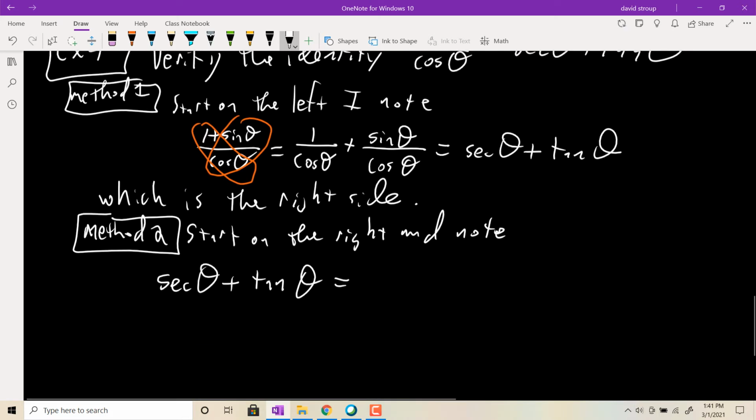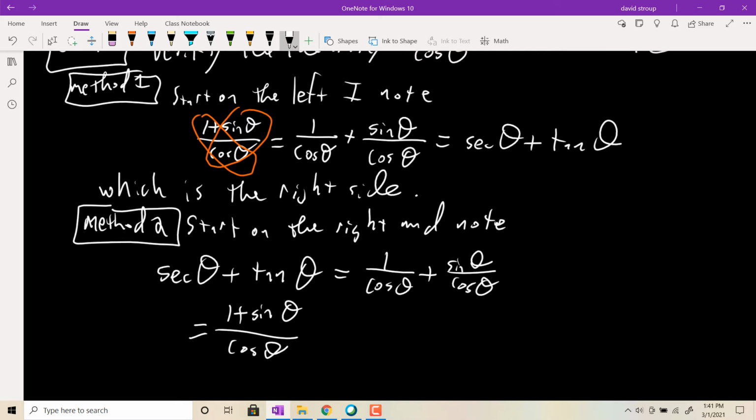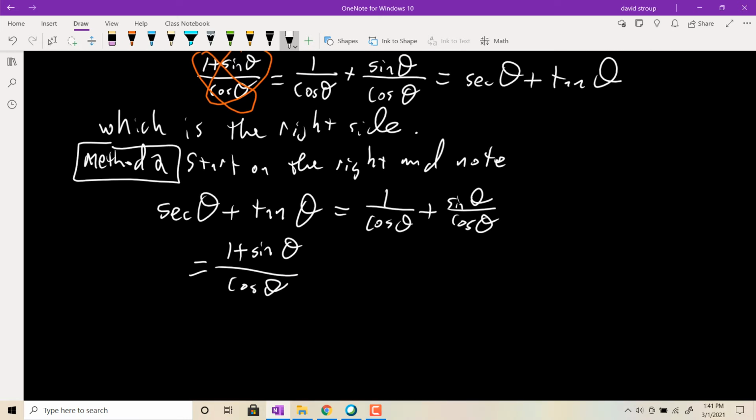And then I'm going to rewrite it using quotient and reciprocal identities. 1 over cosine theta plus tan is sine theta over cosine theta. Those two fractions have a common denominator, so you can combine them and add the numerators over the common denominator. And lo and behold, what you get is the left side, right? So then you're done, which is what I wanted to show.